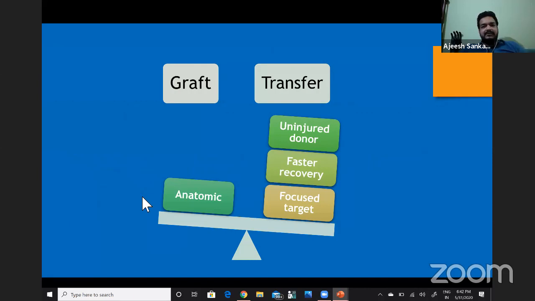While a graft is anatomic, it tries to reconstruct the normal anatomy. A transfer has its advantages: it is an uninjured donor that is used and usually gives faster recovery because we are closer to the muscle that we are trying to reinnervate, and also because the target is more focused. We're trying to reinnervate just one muscle rather than a whole entire segment of the nerve.